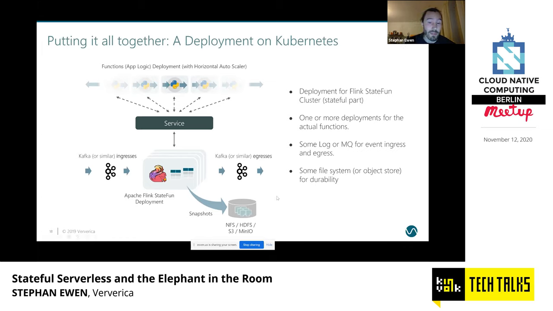You need to connect it with some systems that act as the event ingresses or egresses. For example, Kafka is a good choice, but you can also use something like Kinesis, RabbitMQ or so. There's a lot of connectors in the Flink project. You do need one system like S3, HDFS, MinIO or so to store your state snapshots, so you actually have durability. And then you deploy your application logic on something like a Kubernetes deployment, and just do it exactly as you would otherwise do it.